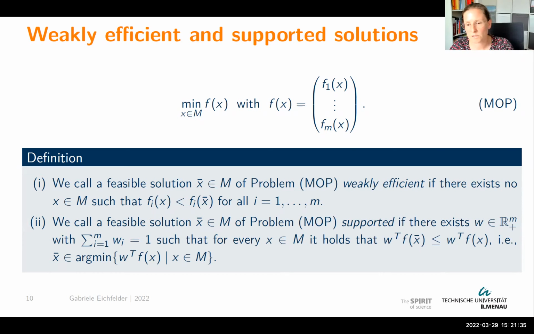So from a practical perspective, you would not be interested. You do not want to go out of the store with a bike which is just weakly efficient and not efficient, because it would mean that you would still be able to reduce the price or the weight without necessarily spending more on the other objective function. Still, as I've told you, they are very important from a theoretical perspective. They appear all the time in multi-objective optimization.